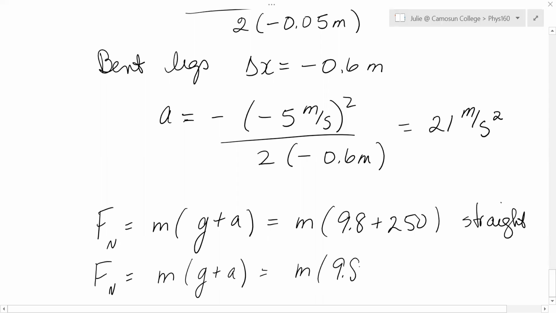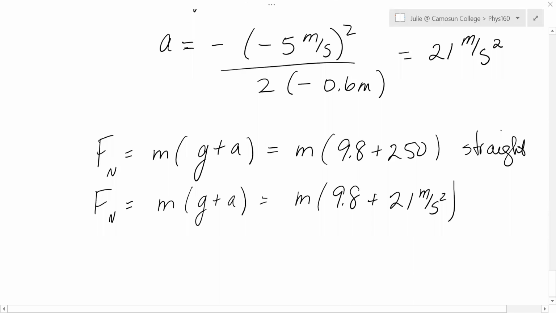Or 9.8 plus 21. Now remember, these are still positive. Both accelerations are positive, and this normal force is positive because if you're going to stop your body from going down, you better push on you up. And this is bent legs. Okay, so pretty big significant difference there. Okay, that should take you through all of your assignment questions for that Newton's Law assignment.